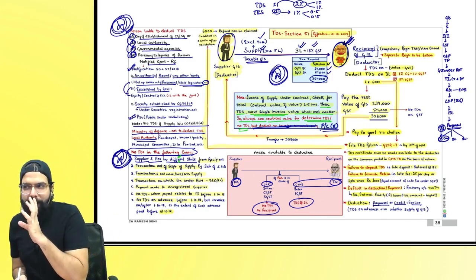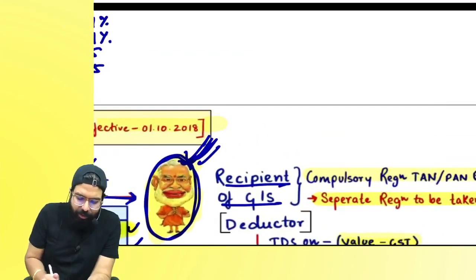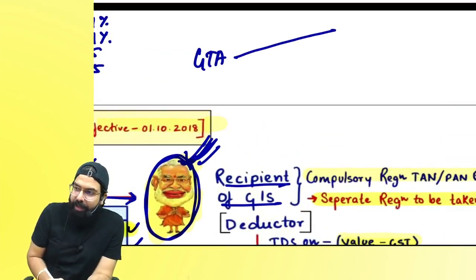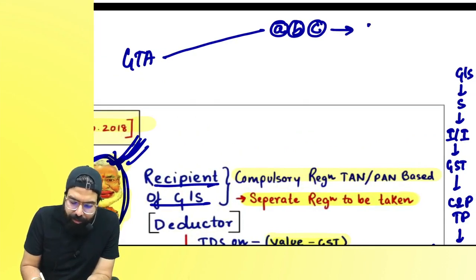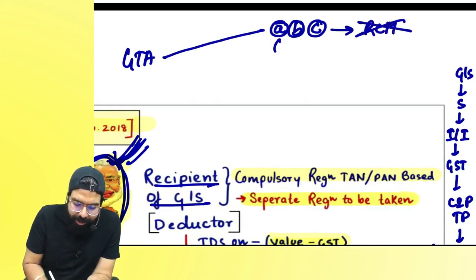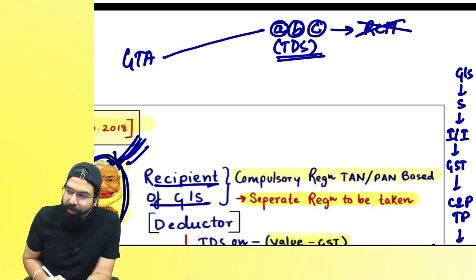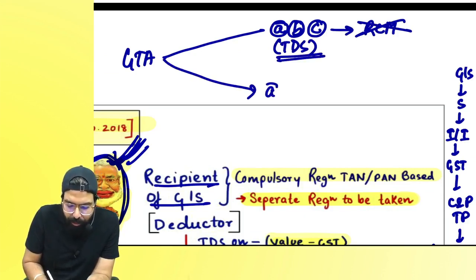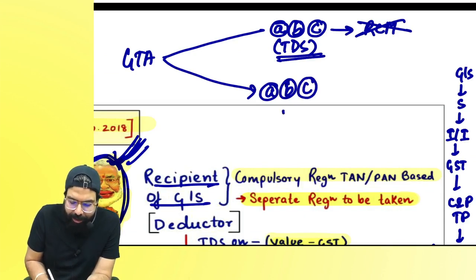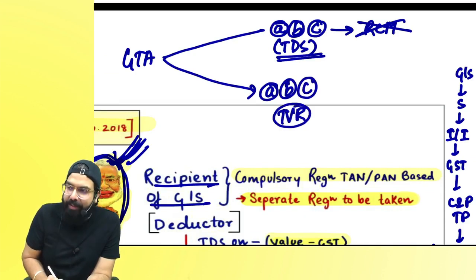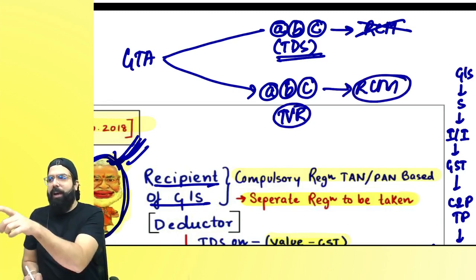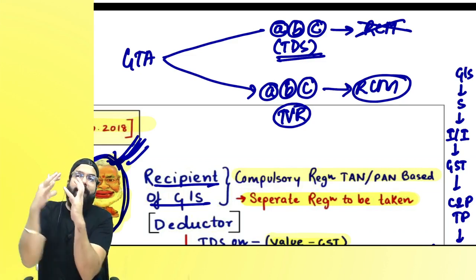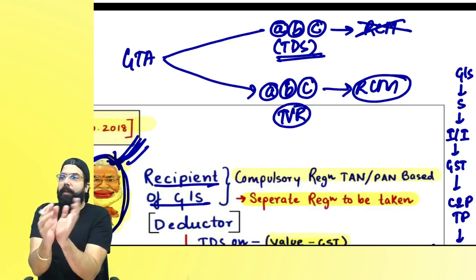One thing which I want to tell you, always remember. If a GTA, Goods Transport Agency, is giving services to a TDS deductor, being a department of Central Government, State Government, or Local Authority, in that scenario RCM is not applicable because they are registered as TDS deductor. But if GTA is giving services to a department of Central Government, State Government, or Local Authority, and they are registered under normal registration, not as TDS deductor, in that scenario RCM is there. You just have to remember this point. I thought I'll tell it to you. I hope you remember.